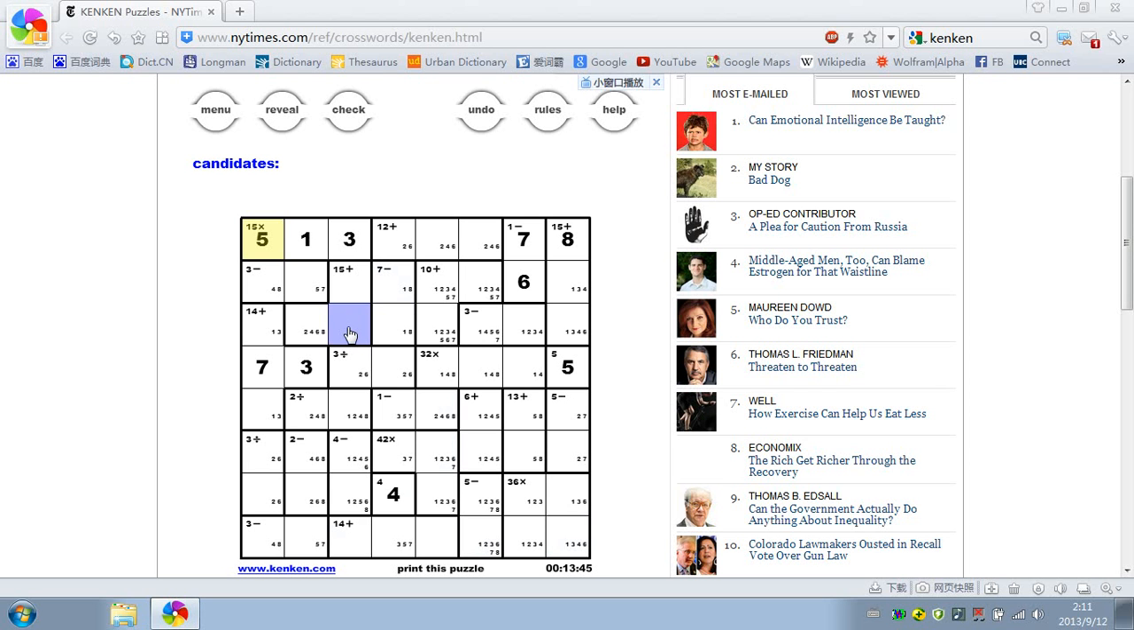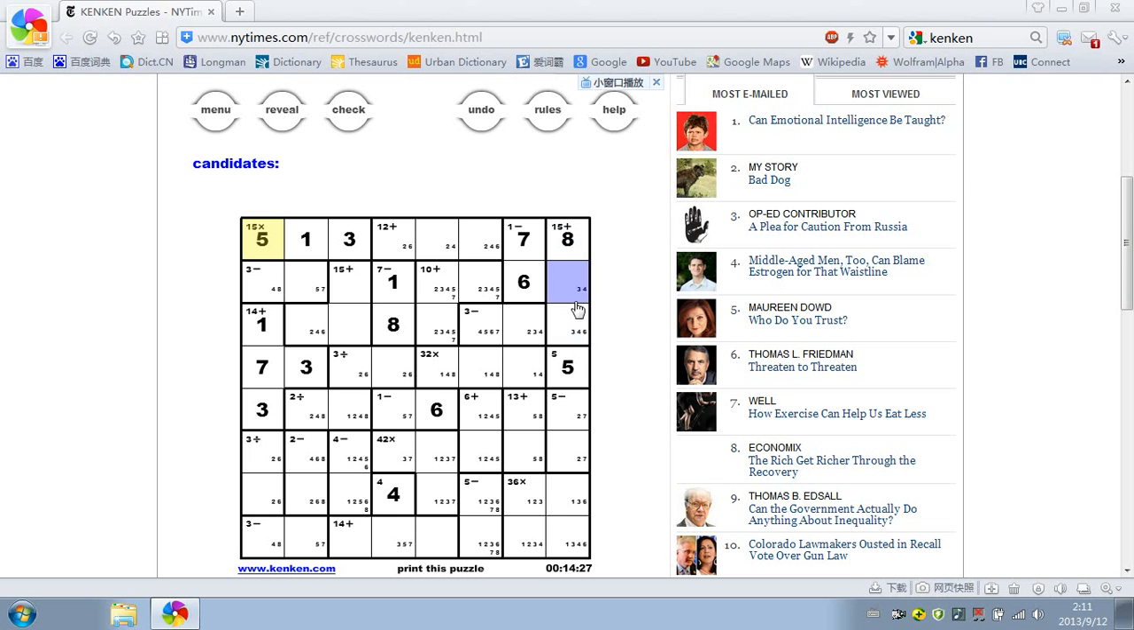I'm looking for a breakthrough. Where is the breakthrough? Oh, the 6. 6 in this row can only appear here, so it must be either 5 or 7. And the 3 can only appear here. Just check to make sure I'm doing everything right. Okay.